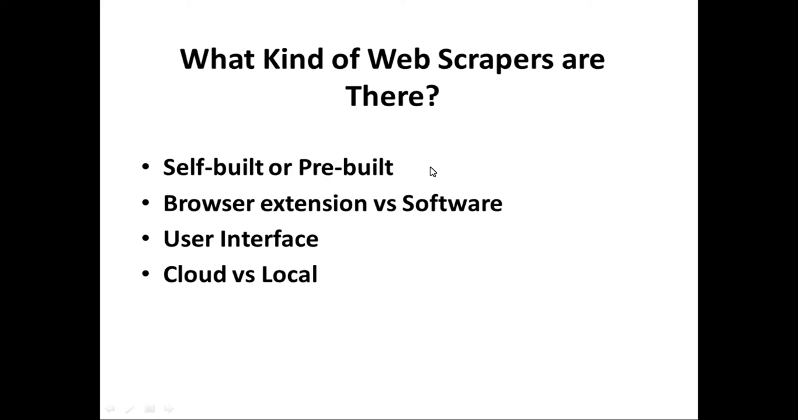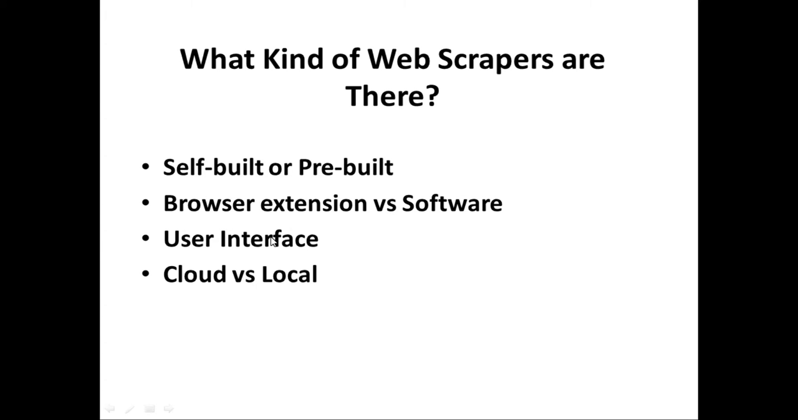This information can be used for your own website, to check the health of your website. Now another kind of web scrapers is browser extension versus software. Browser extension scrapers work on the browsers, and some do the web scraping using software. So on the basis of use, they can be classified into two.